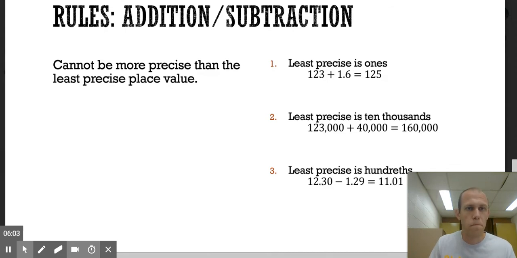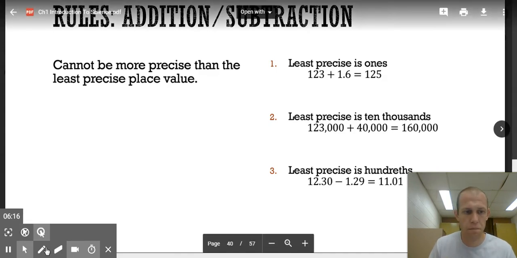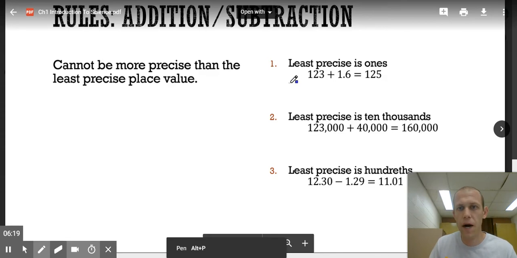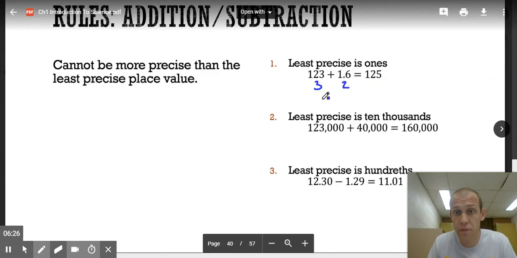So rules for addition and subtraction are different than rules for multiplication and division. When you're dealing with addition and subtraction, you cannot be more precise than the least precise place value. Okay, so let's look at how many sig figs each number has. This has 3, this has 2, but that doesn't even matter. What's the least precise place value? The least precise place value is right here. The 1's place value. The 10th's place value is more precise.